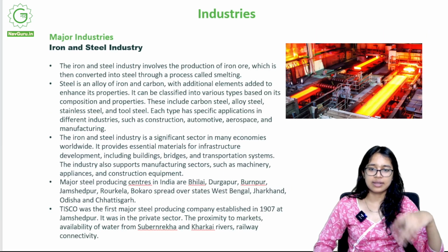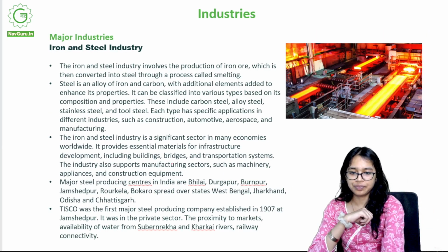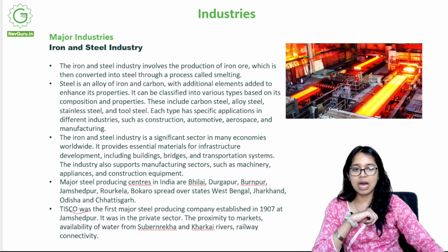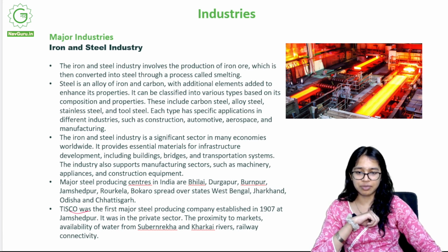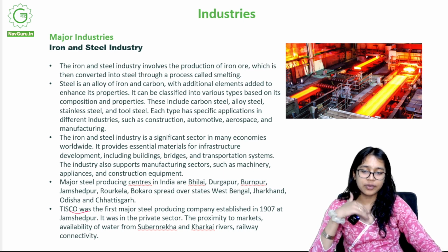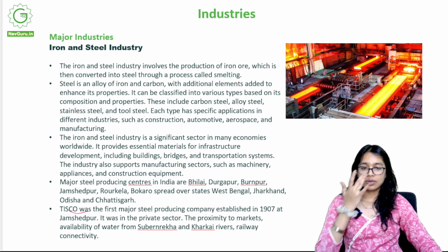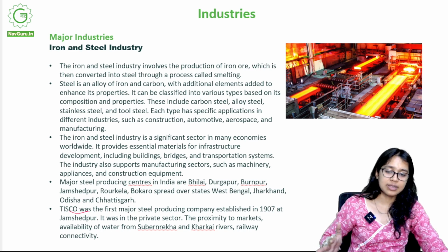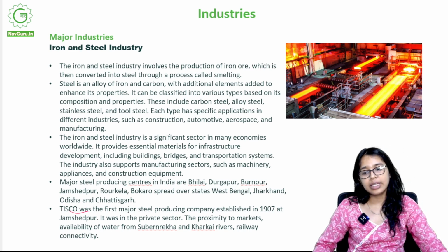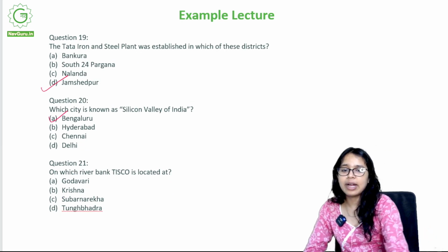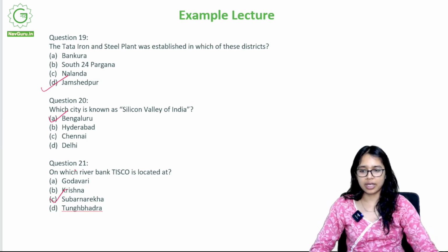Okay. Yes. Tisco. Where is Tisco? Tisco was the first major steel producing company established in 1907 at Jamshedpur. It was in the private sector. The proximity to markets, availability of water from Subarnarekha and Kharkhai rivers. So it's either on the bank of Subarnarekha or it's on the bank of Kharkhai rivers. But since Kharkhai is not an option, we shall take the right answer as Subarnarekha. Yes. On which riverbank is Tisco located? C, Subarnarekha.